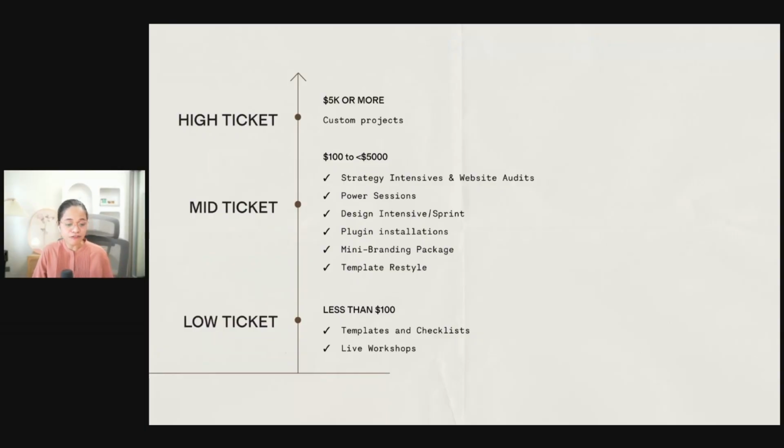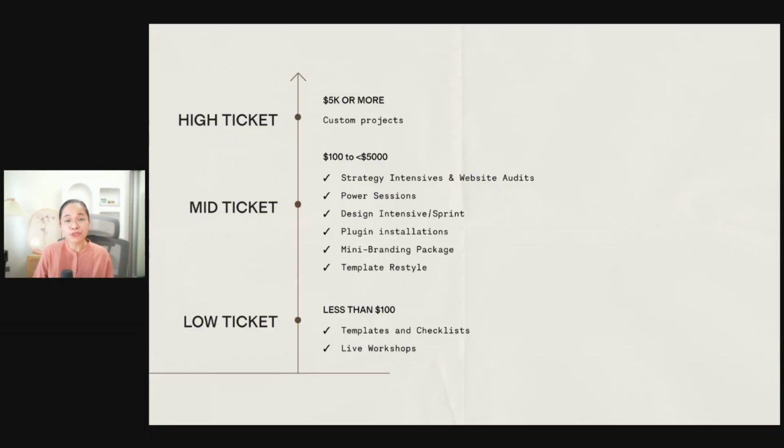We can have low-ticket offers, which are typically less than $100. For example, social media templates or checklists and live workshops. It'll be such a good introduction to your brand. And then mid-ticket offers are priced less than your high-ticket offers, typically less than $5,000. And these are typically done-for-you services like a template restyle or a course, a mini branding package, design intensives or VIP days, as well as consultations. And the high-ticket tier is where we have custom projects that can range from 5K, 20K, 100K. The sky is the limit.